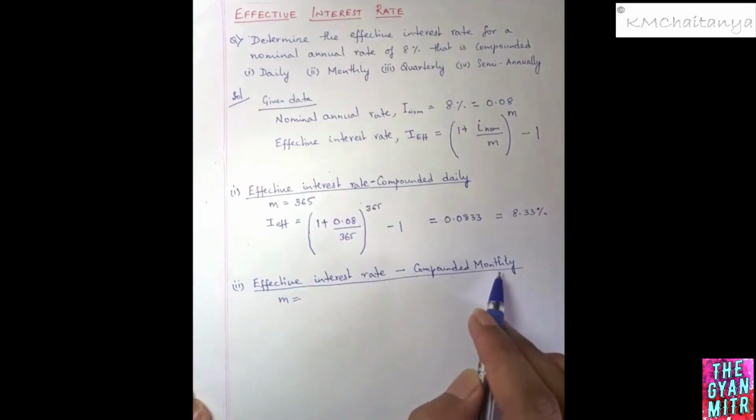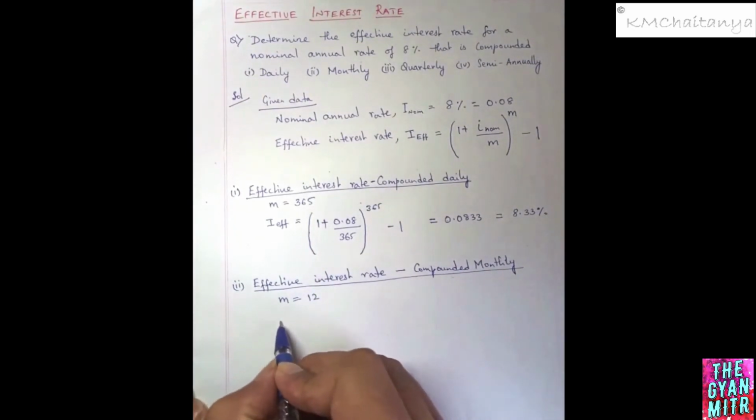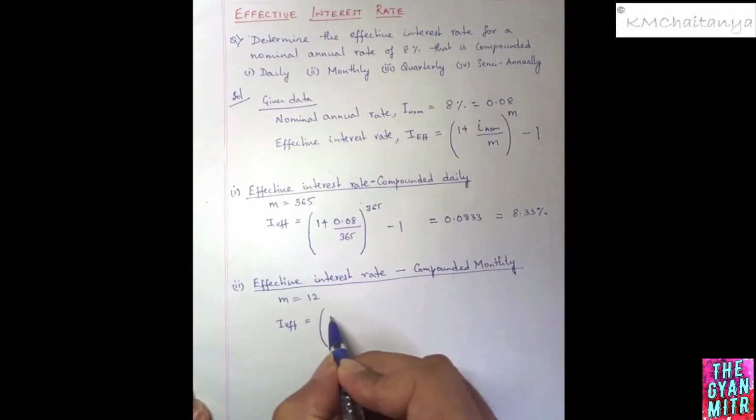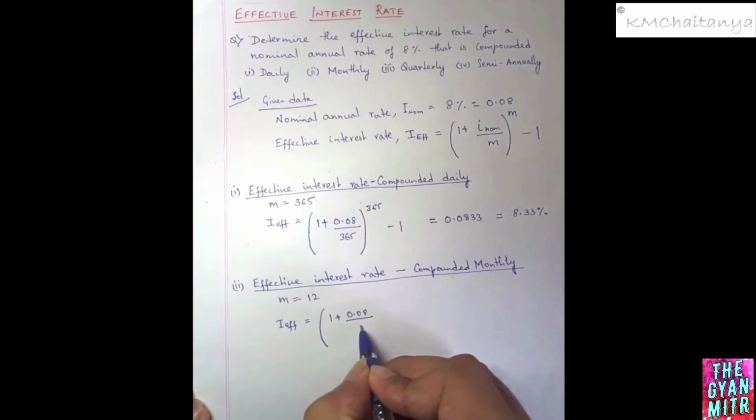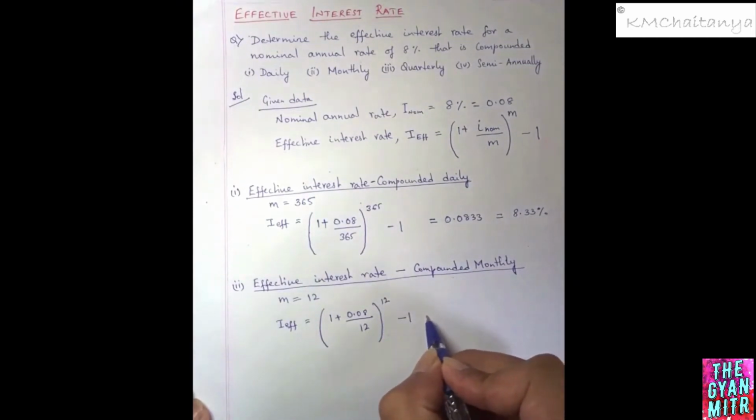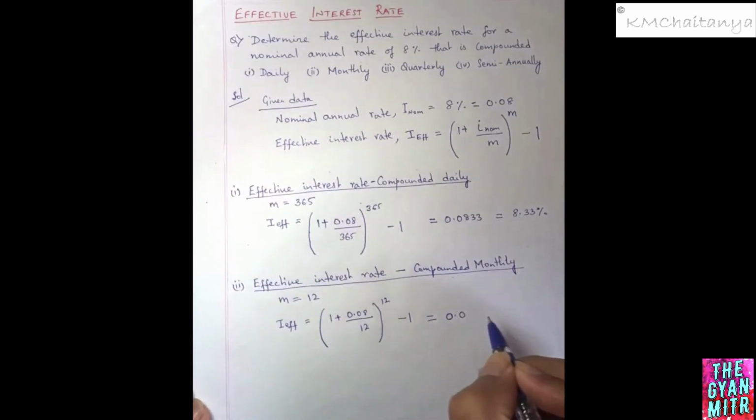So in 1 year you'll have 12 months. Therefore the value of m will be 12. Now we'll calculate the effective interest rate. I_eff is equal to (1 + 0.08/12)^12 - 1. If you solve this equation, you're going to get the effective interest rate of 0.083.